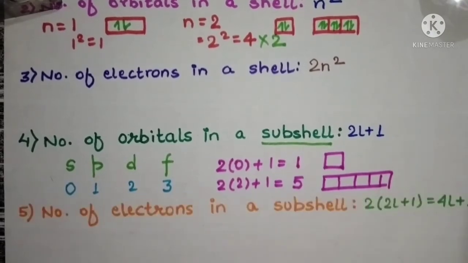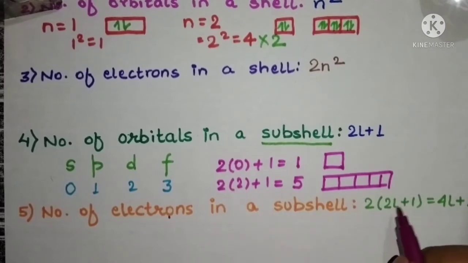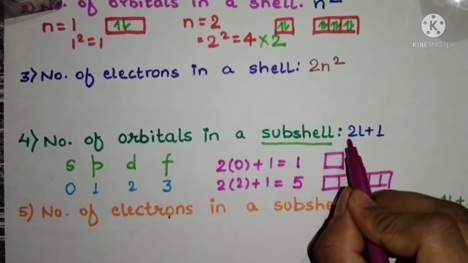Now the last one, the number of electrons in a subcell. Whenever the number of electrons is asked, simply multiply the number of orbitals by 2. Here you can see that the number of orbitals in a subcell is 2l plus 1.